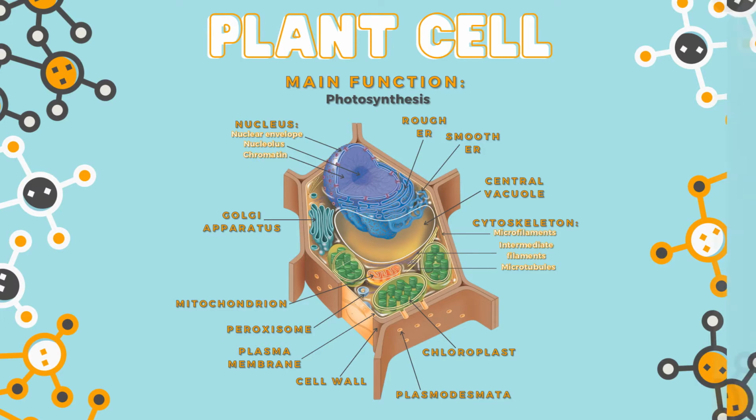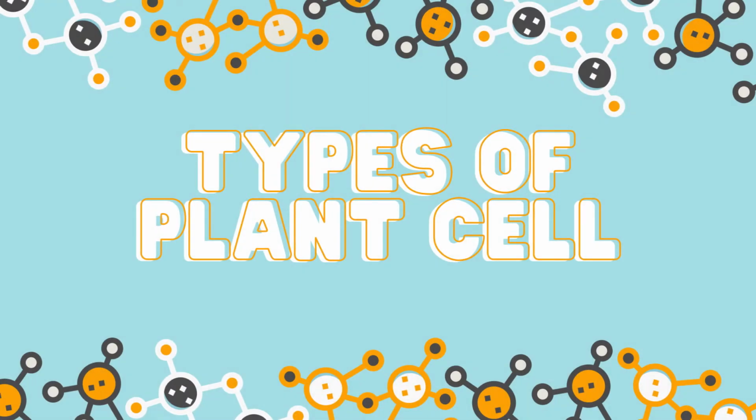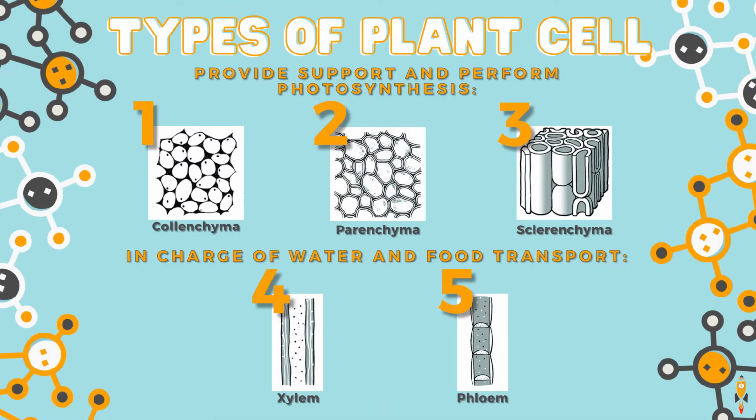Now, let's move on to the types of plant cells. Plant cell types. The 5 different types of plant cells are the collenchyma, sclerenchyma, parenchyma, xylem, and phloem. The first 3 are tissues that provide support and perform photosynthesis. They can be differentiated by the type of their cell wall. The xylem and phloem are in charge of water and food transport, respectively.